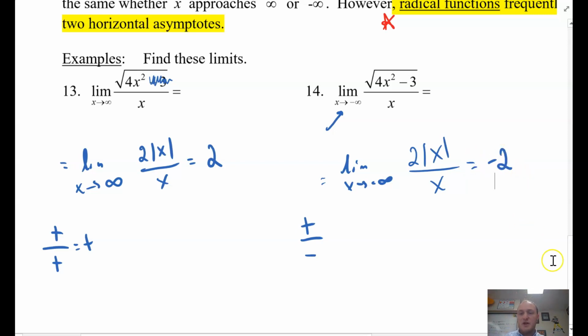All right, in this video, we talked about limits at infinity. And again, remember for rational functions, you have horizontal asymptotes, which your functions will approach at positive and negative infinity.